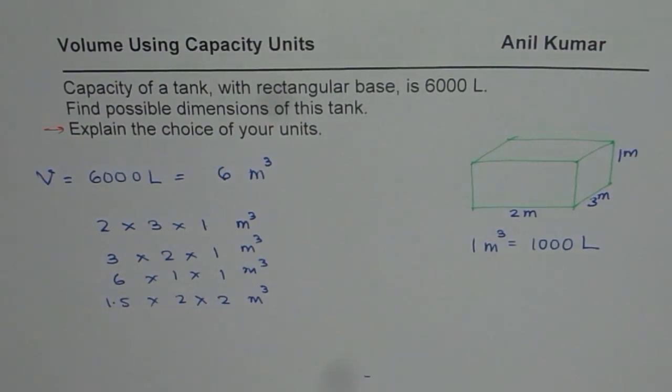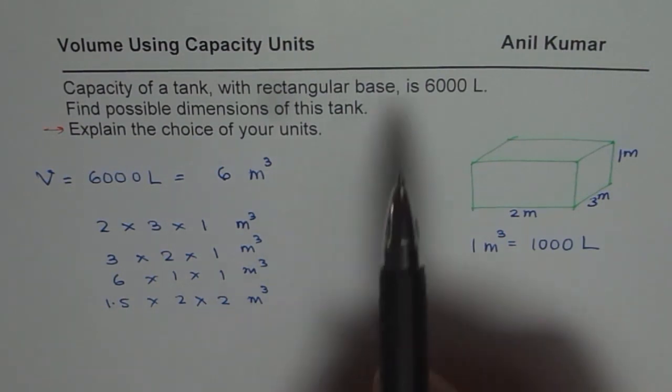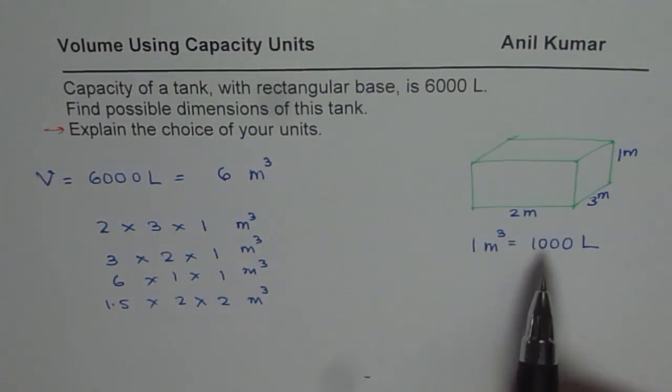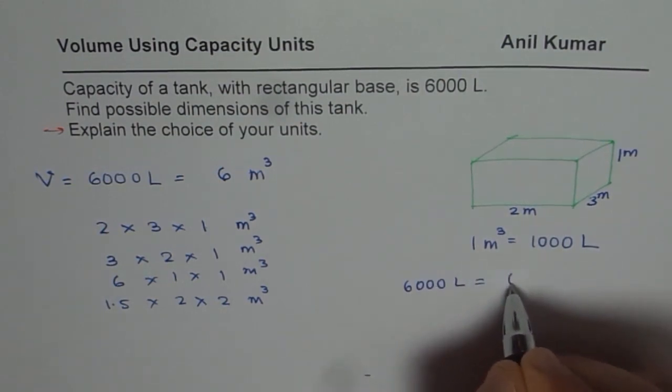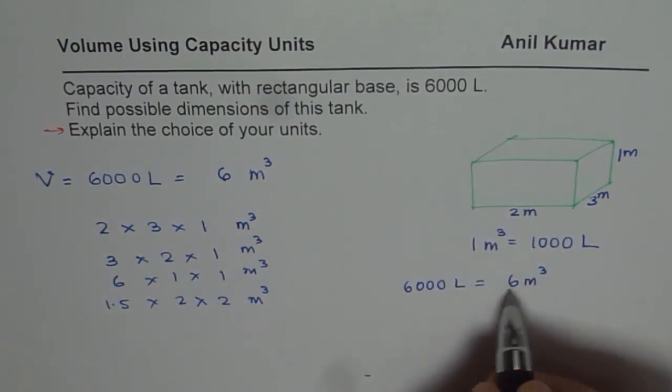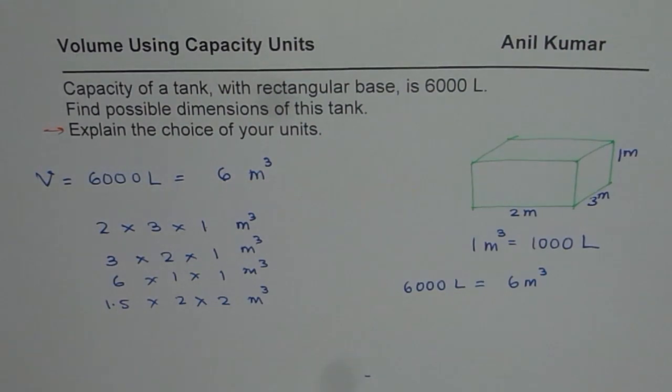So there are so many different combinations, but the key here is to understand that 6,000 liters means 6 meter cube. And once you know that, then it's simpler to answer this question. I hope you appreciate it. Thank you and all the best.